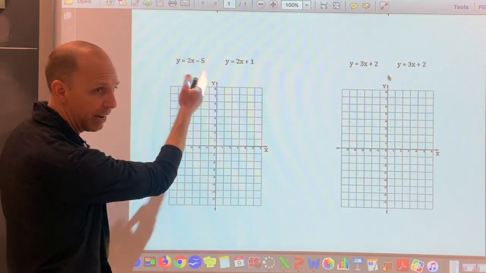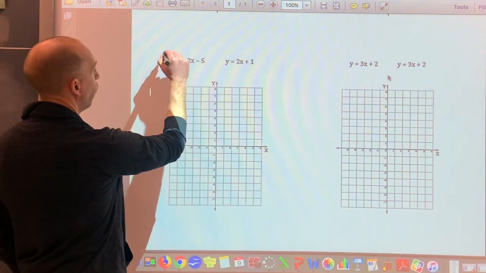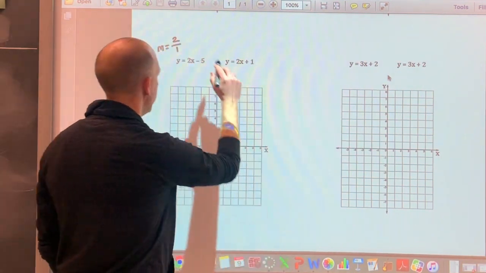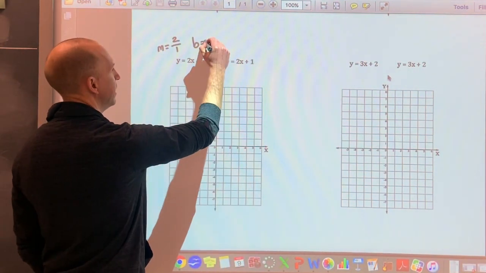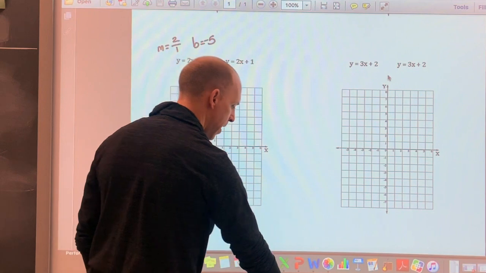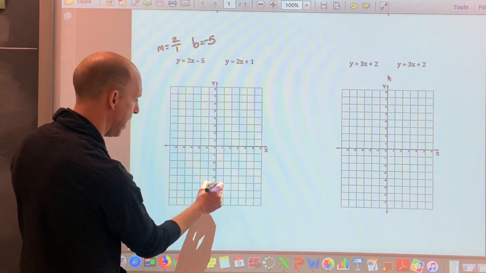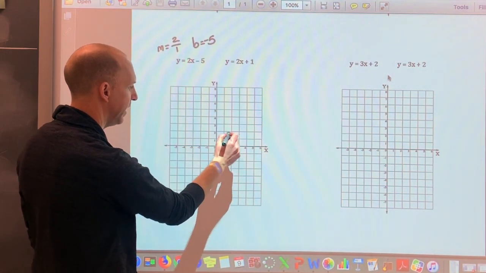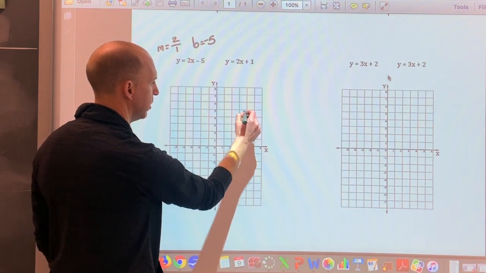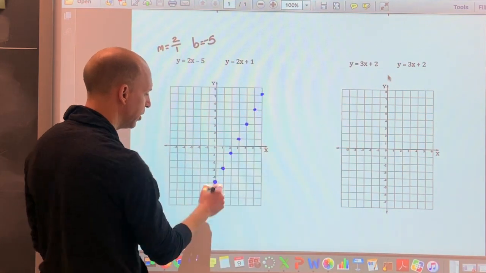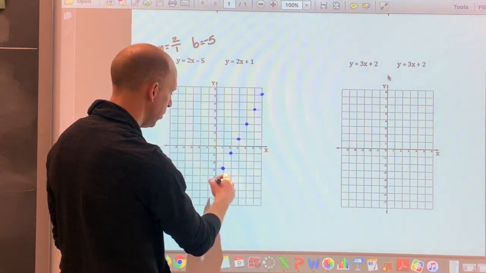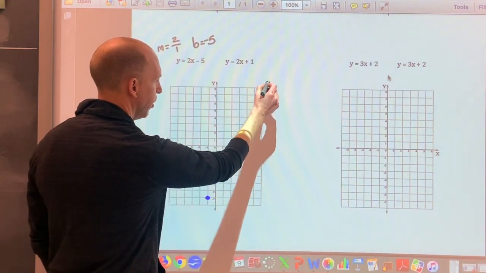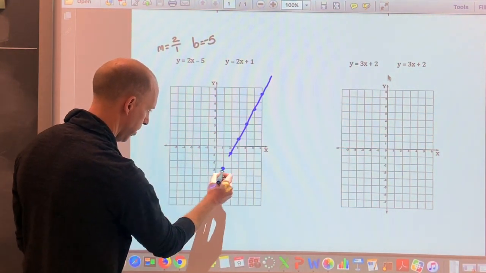Well, let's graph both equations. For this first equation, we know the slope is 2 over 1, and we know the y-intercept, or the initial value, is negative 5. I'm going to do that in blue, down to negative 5, up 2, right 1. And I'm just going to continue that pattern like Mr. Stauffer said, going up and to the right and down and to the left. Once you have your points in a straight line, we're going to graph our line.